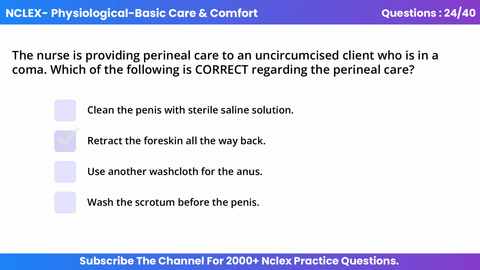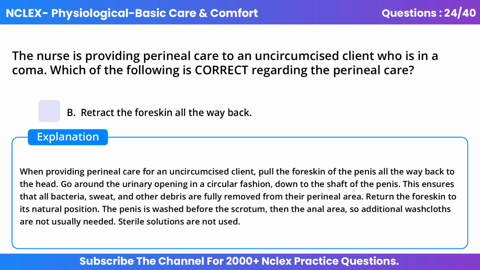B. Retract the foreskin all the way back. When providing perineal care for an uncircumcised client, pull the foreskin of the penis all the way back to the head. Go around the urinary opening in a circular fashion, down to the shaft of the penis. This ensures that all bacteria, sweat, and other debris are fully removed from their perineal area.